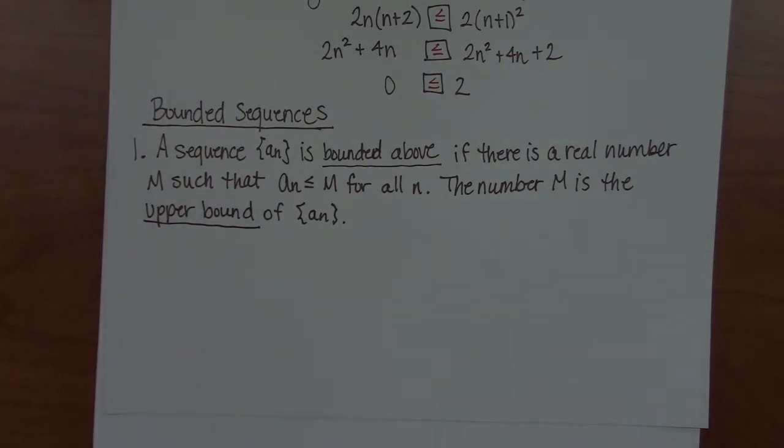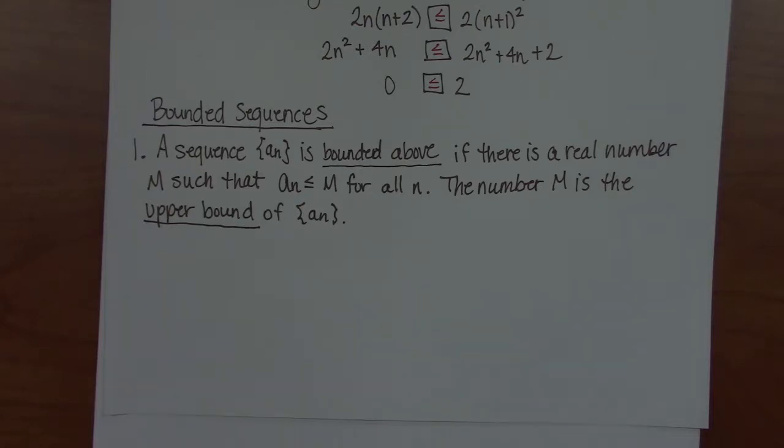So what we're saying is a sequence is bounded above if there is a real number m that we can find, such that every single term in the sequence is less than or equal to m for all values of n that you plug in. And then we refer to that number m as the upper bound of a sub n, right?